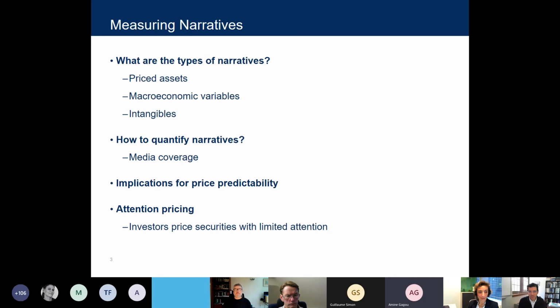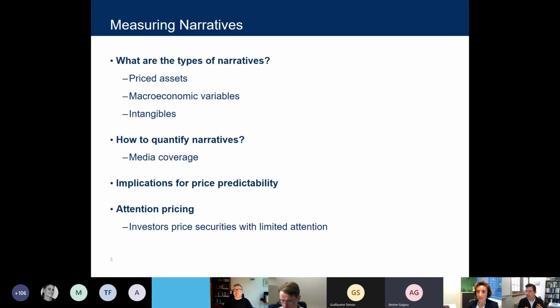And another type of narrative is just intangibles. How do we measure something like Brexit? How do we measure something like trade war or COVID or Omicron? Or shortages. How do we measure those?